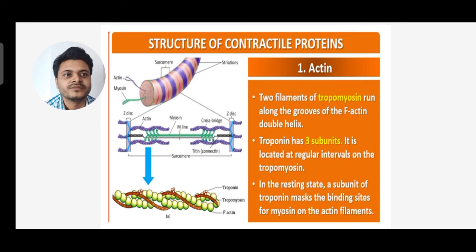Two filaments of tropomyosin run along the grooves of the F-actin double helix, and troponin has three subunits. It is located at regular intervals on tropomyosin, and in the resting state a subunit of troponin masks the binding site for myosin on the actin filament. You can see in the picture which one is troponin, tropomyosin, and F-actin.